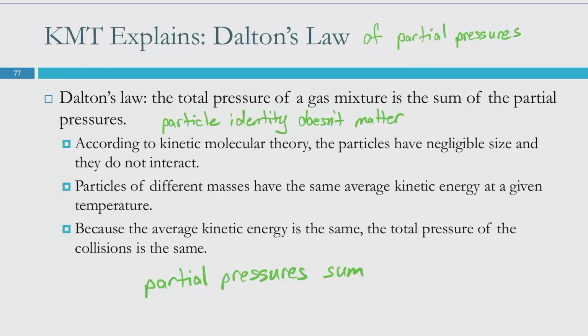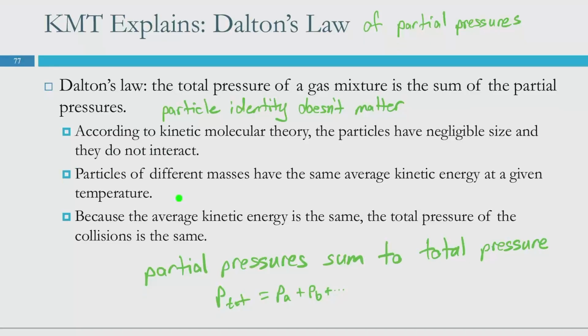Partial pressures sum to total pressure. It's P total equals P sub A plus P sub B, and so on and so forth. That's our law of partial pressures.